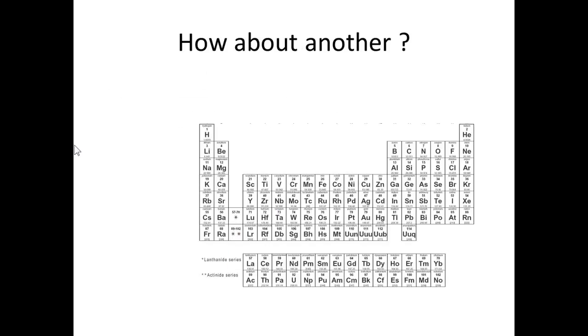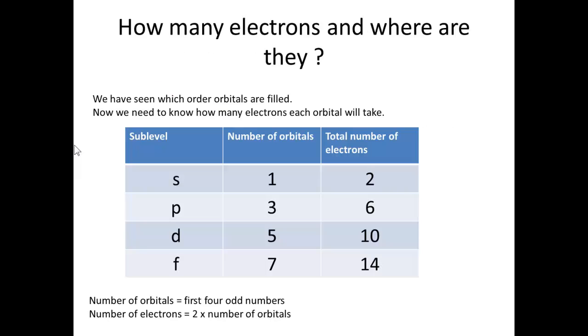So how about another of these? Let's take phosphorus, and there we have phosphorus. We can find it. It's element number 15 in our periodic table, atomic number 15. So we've got 15 electrons to account for.